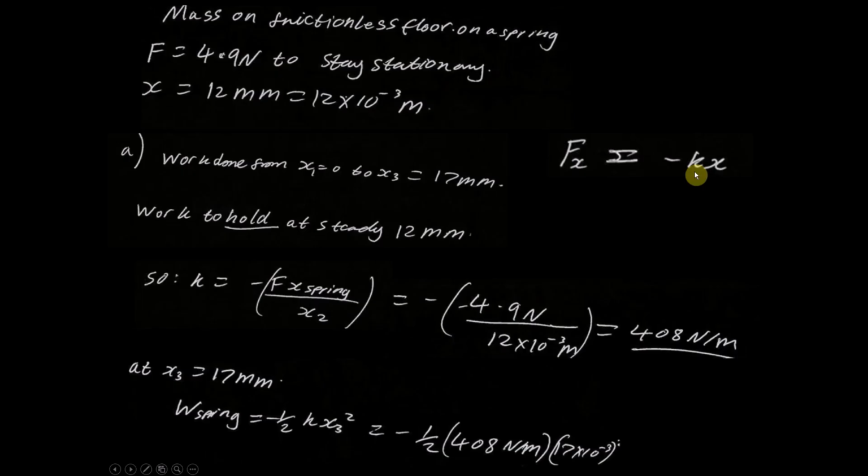Now, for the x equals 17 millimeter case, since we have K, we can now say the work done by the spring is going to be half Kx squared. This is 408 newtons per meter times 17 millimeters, 17 times 10 to the minus 3, squared, which will give us 0.0589 or about 0.06 joules.